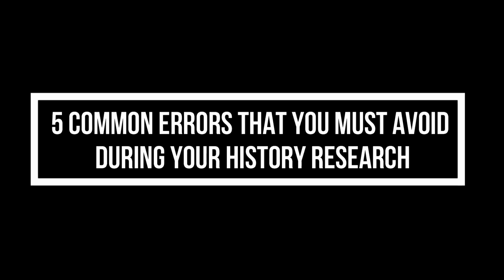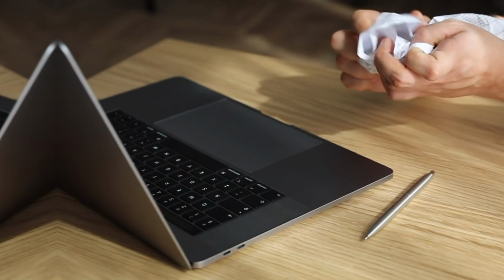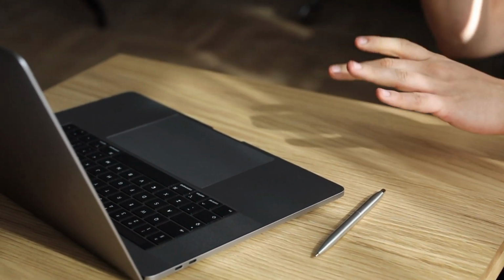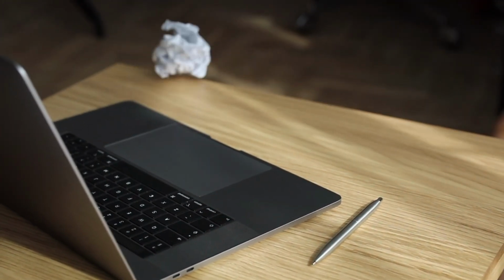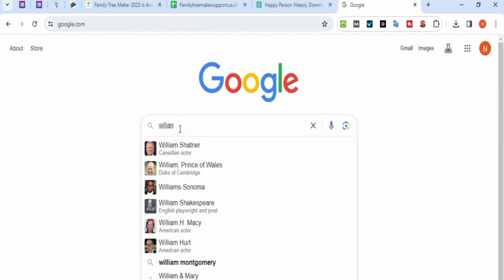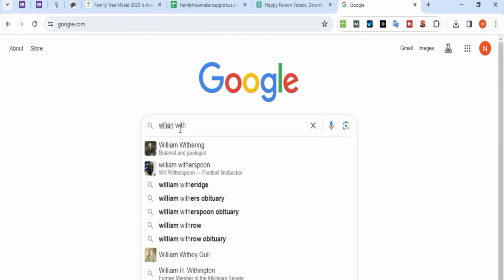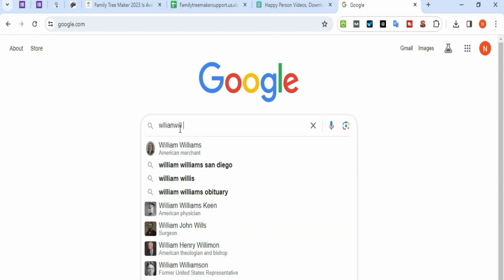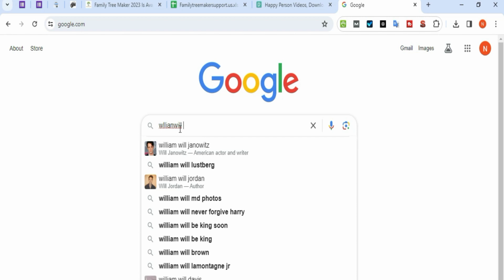5 common errors that you must avoid during your history research. Number 1. Search for the exact name. The first mistake that people make is searching for the exact name. They don't search for different spellings, whereas some people use different spellings for writing their names. This is the reason that they add the wrong person to their family tree. For example, suppose you are searching for William Wilmoth, but maybe he uses Will Wilmoth to spell out his name. So, it is recommended that you search with different spellings and nicknames when you do history research.